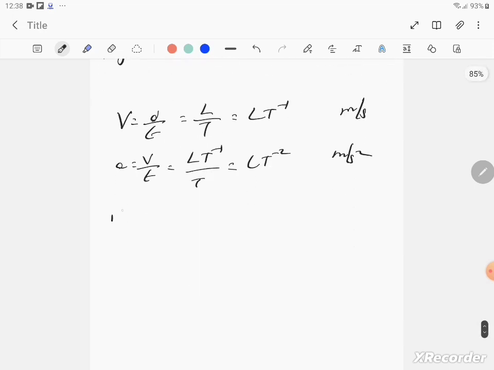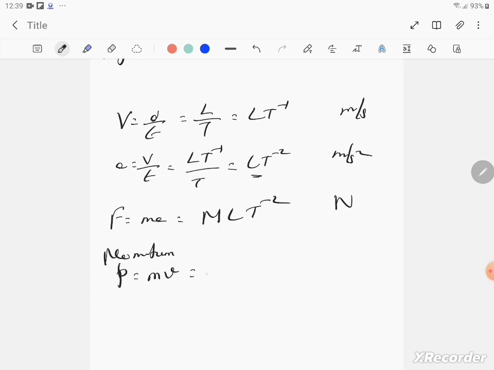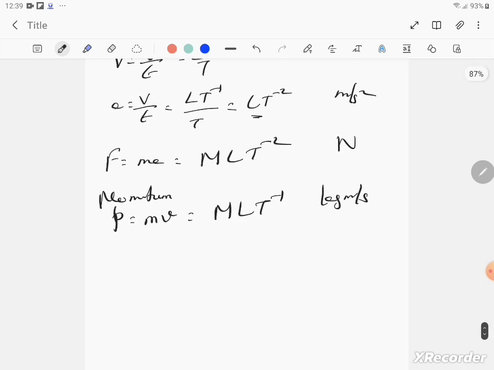Okay, force. Force is equal to mass into acceleration. So you already have acceleration here. It's just a question of MLT to the power minus 2. And the SI unit is Newton. So that's force done. You can also talk about momentum. Momentum is represented by small p, which is mass into velocity. Mass is M, velocity is LT to the power minus 1. So the SI unit of momentum is kg meter per second.